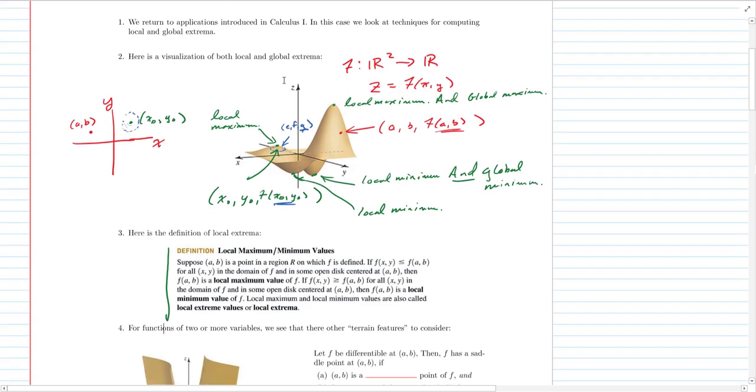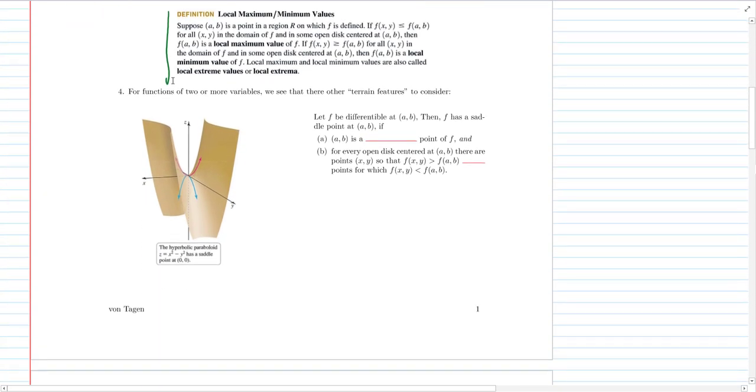So there's one new type of terrain feature that we're going to explore in this section where we're discussing maximums and minimums, and that's something called a saddle point. So we're defining what we mean by a saddle point here, and here's a visualization of a saddle point.